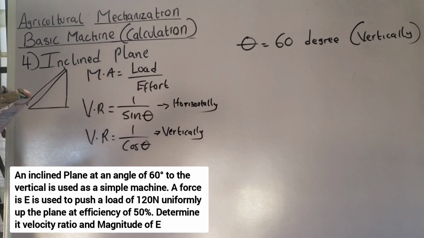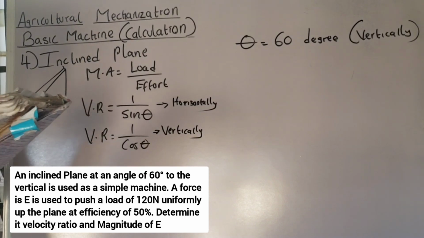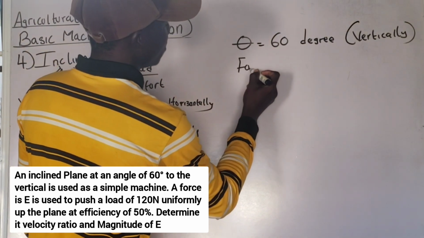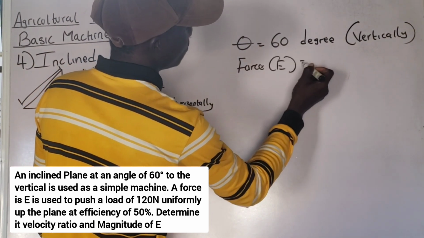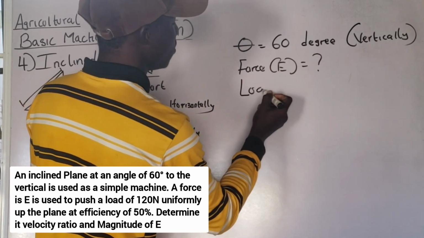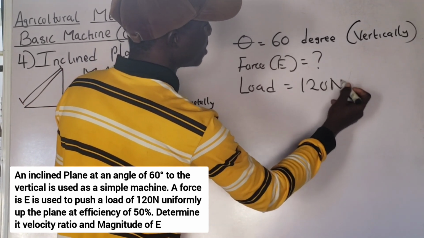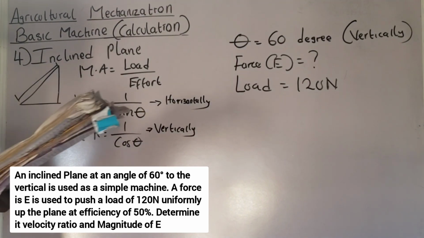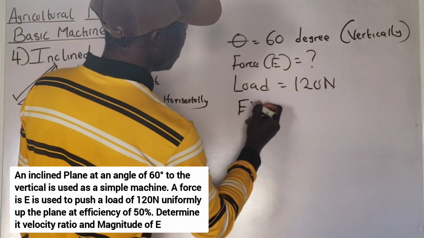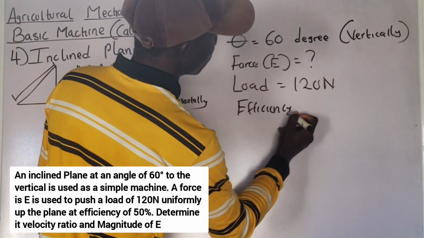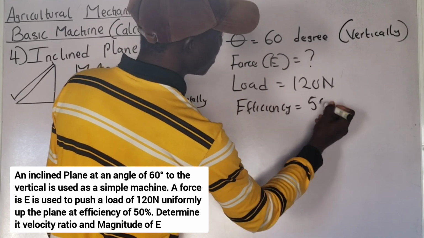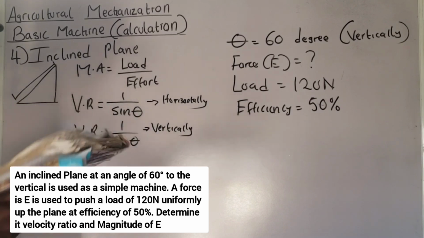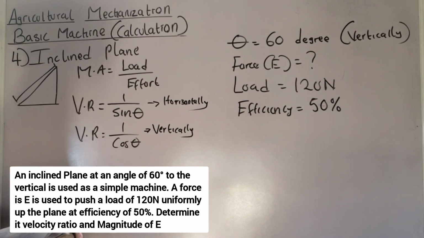Okay, so a force E is used to push up the load of 120 Newton. We don't know the force, but we know the load. The load is 120 Newton. Okay, let us proceed. Of the plane at an efficiency of 50%. Efficiency equals 50%. We are asked to determine the velocity ratio and the magnitude of E.